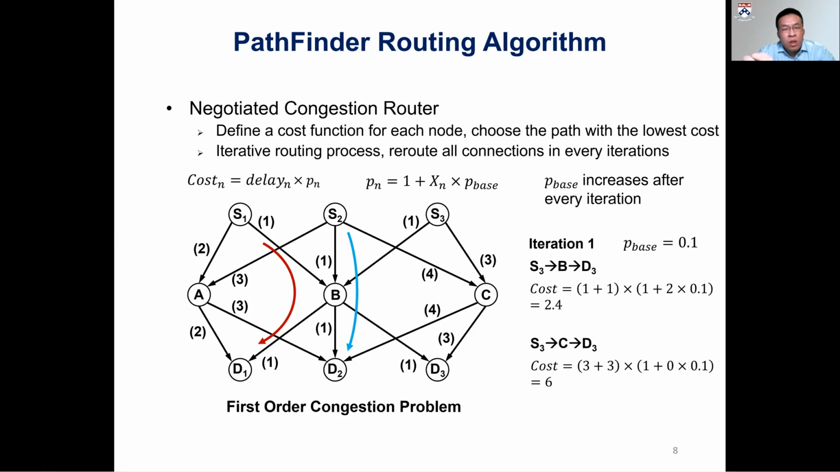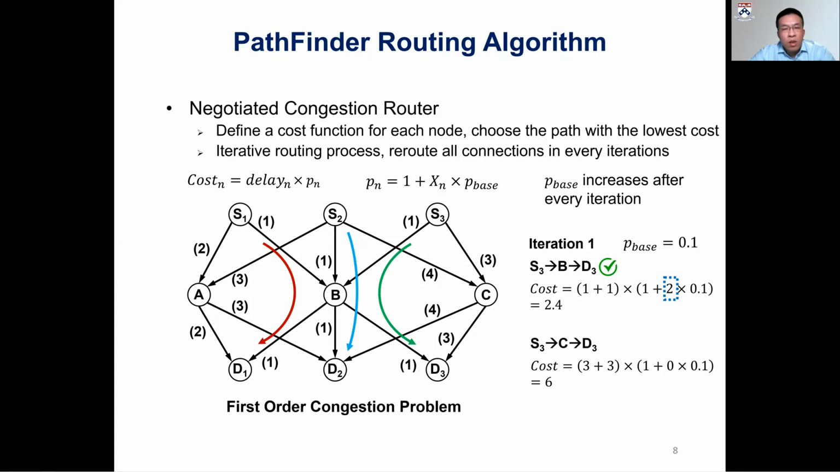And then we route the interconnection from S3 to D3. We can see that at this time, the Xn for node B is 2, but since P base is still small enough, S3 to D3 is routed through node B. Then the P base will increase at the end of this iteration.